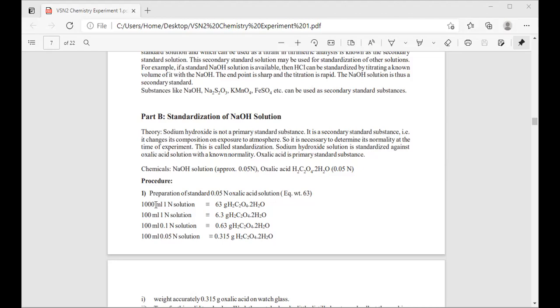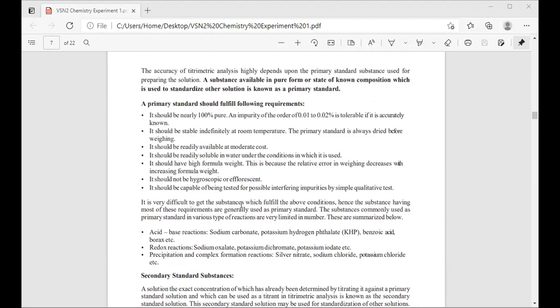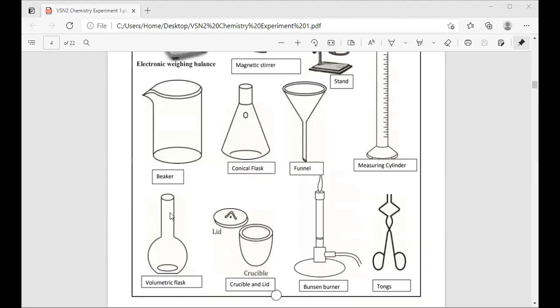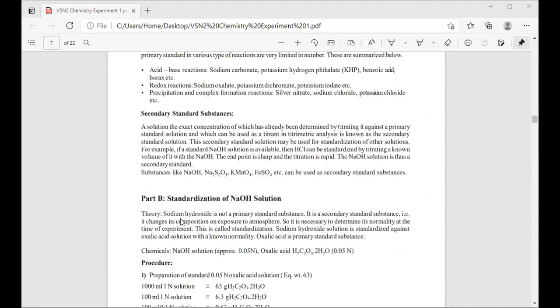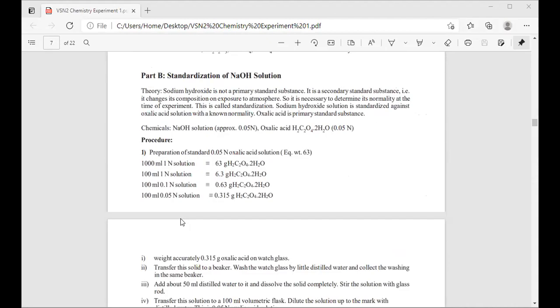So if we have to prepare 1 liter, 1 normal, you have to dissolve 63 gram of H2C2O4 in the beaker in minimum amount of water, and then you have to transfer it to the volumetric flask, which I have shown you here. But 1000 ml is not required per batch. Only 100 ml is sufficient per group. Therefore, instead of making 1 liter, every group prepares only 100 ml. So we have to do the calculation from there.